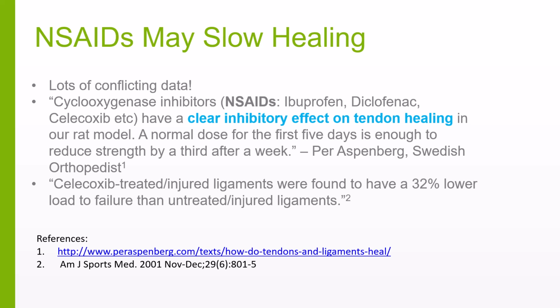However, anti-inflammatories may slow the healing process. I recommend avoiding anti-inflammatory medications for musculoskeletal pain. Again, we're trying to trigger an inflammatory response, and these medications are anti-inflammatory.